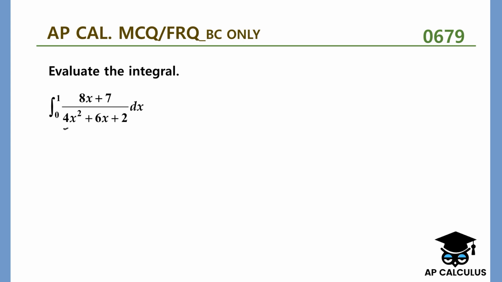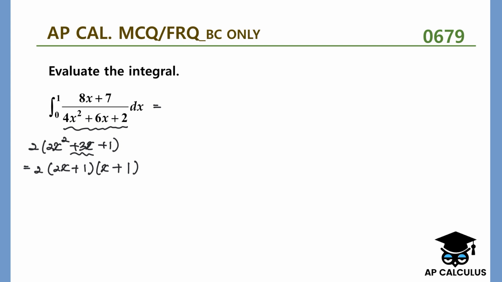If we factor this denominator, that's 2 times 2x squared plus 3x plus 1, and that is equal to 2 times 2x plus 1 times x plus 1, since we have 3x here. So if we rewrite this definite integral, that's going to be 1 over 2 times the integral from 0 to 1 of 8x plus 7 over 2x plus 1, x plus 1 dx, right?